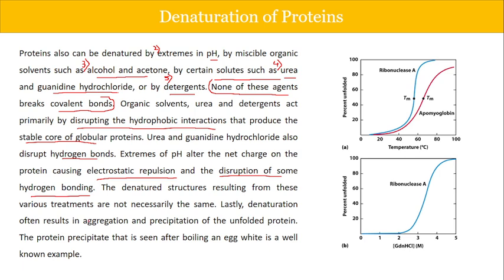Lastly, how do we know that the protein has denatured completely? This denaturation results in aggregation and precipitation of the unfolded protein, because the hydrophobic residues are exposed to the solvent, and these hydrophobic amino acids do not like the water molecules, so they will ultimately aggregate and precipitate down. From this we can tell that the proteins have denatured completely.